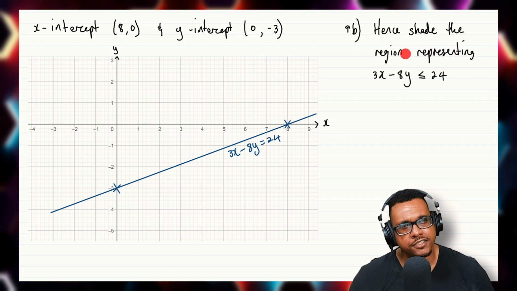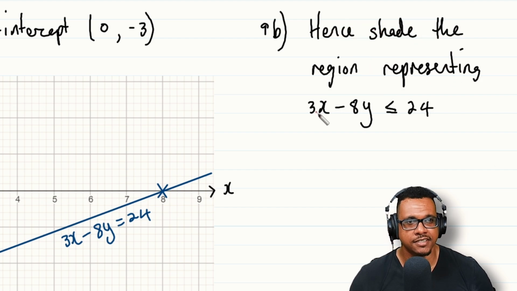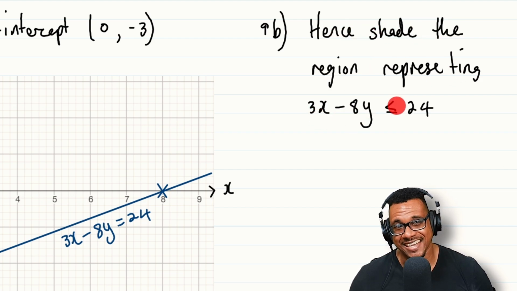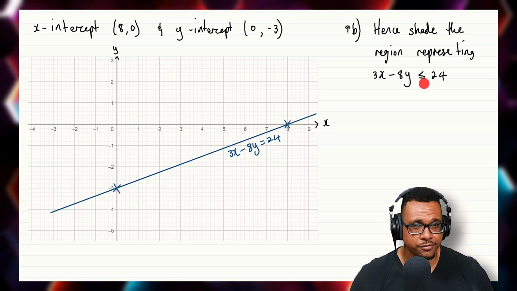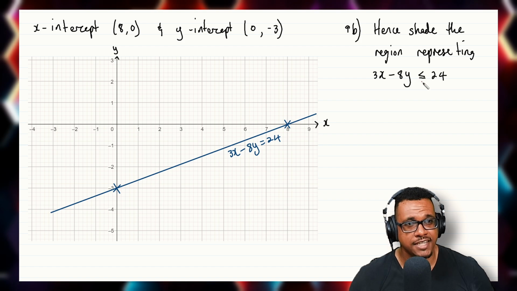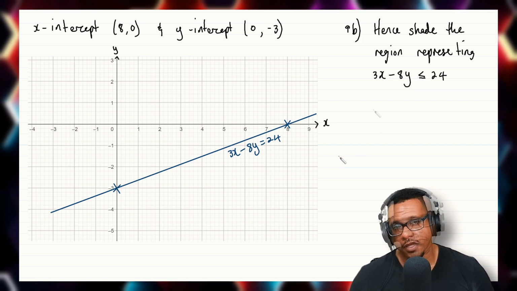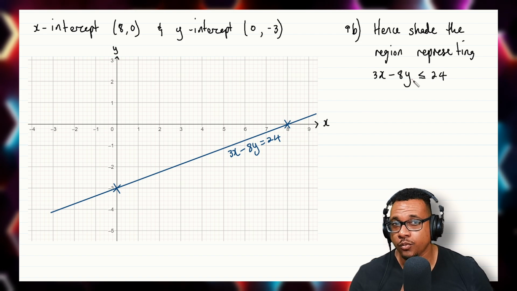Now for part B of this question, we have: hence shade the region representing 3x take away 8y is less than or equal to 24. So because it's less than or equal to 24, we will keep this solid line. It would not be a dotted line because we have less than or equal to 24. Now to know if we're shading above the line or below the line, I'll need y to be the subject of the formula.